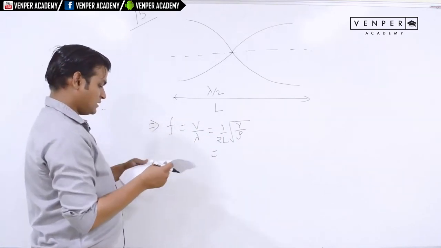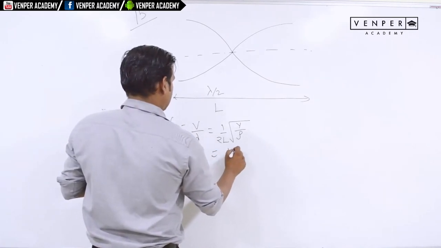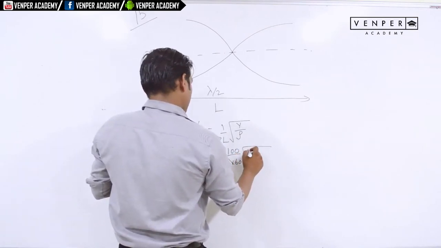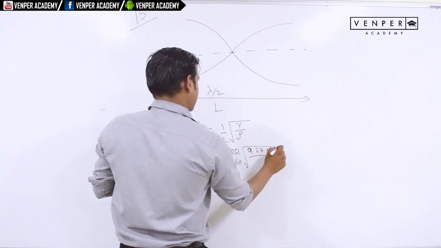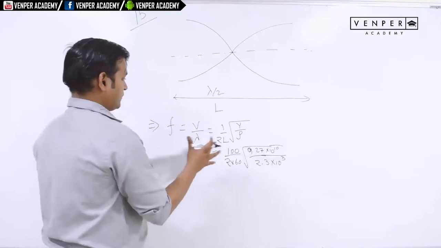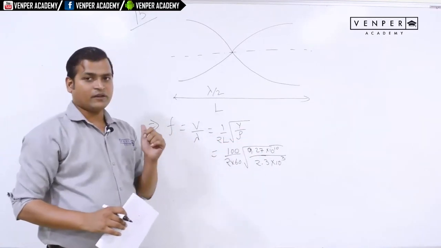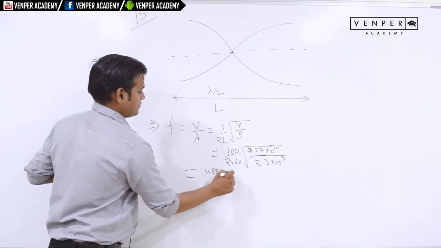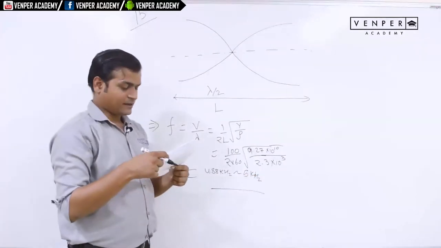Now just put the values. It is given in question number 15 that the length is 60 centimeters. So you can say 100 by 2 into 60, divided by, the density is given as 2.7 into 10 raised to power 3, and Young's modulus is 9.27 into 10 raised to power 10 Pascal. Clear. So these are the values for the calculation of frequency. On solving this one, you will get around 4.88 kilohertz, which is nearly equal to 5 kilohertz. Clear. So the correct answer is the third one.